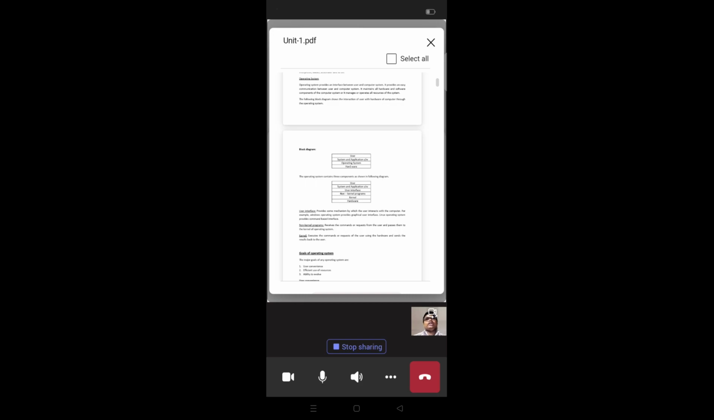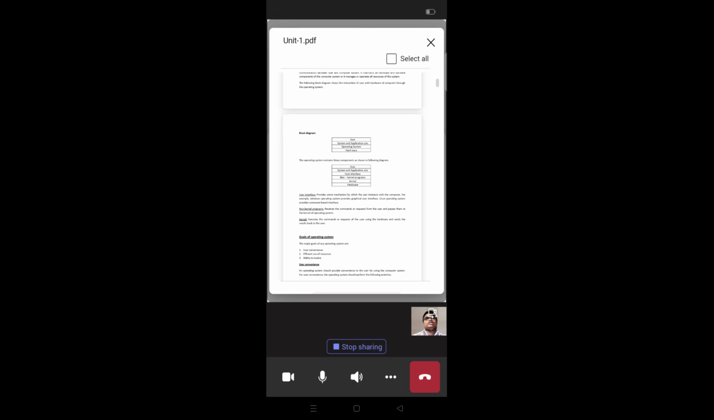Next, non-kernel program receives the commands or requests from the user and passes them to the kernel of the operating system. Kernel executes the commands or requests of the user using the hardware and sends the result back to the user. Here, kernel is the important part of the operating system.